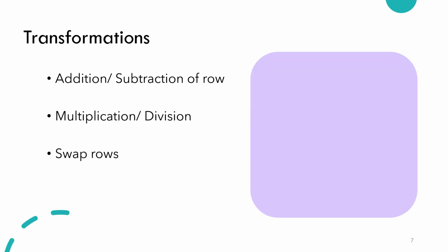For Gaussian elimination, there are three types of row operations or transformations that a matrix can undergo. These are addition or subtraction of one row on another, multiplication or division of a row, or to swap two rows. These are used to make the entries below the pivot or leading entry 0.